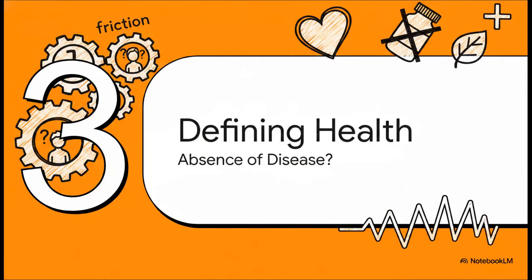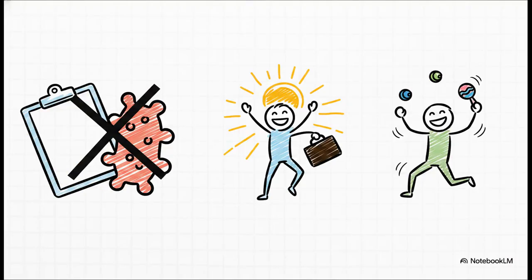This friction becomes super obvious in Section 3 when we ask, how do we actually define health? Is it literally just the absence of disease? The crucial thing to remember is that not everyone defines health the exact same way. Sociological research points to three main definitions. First, there's the negative definition, where health is simply an absence of disease. Then there's the positive definition, complete physical, mental, and social well-being.